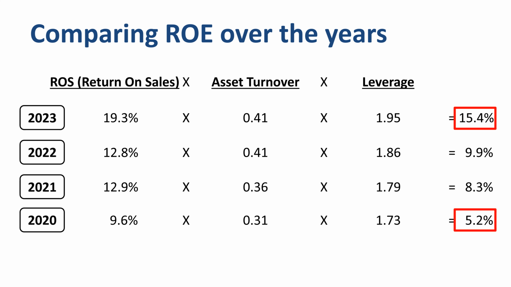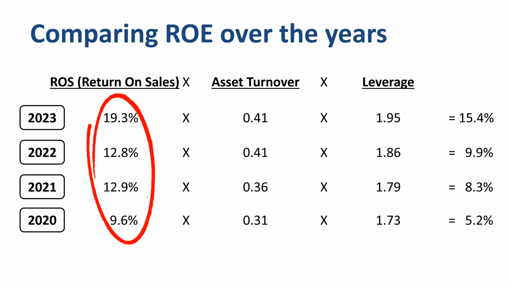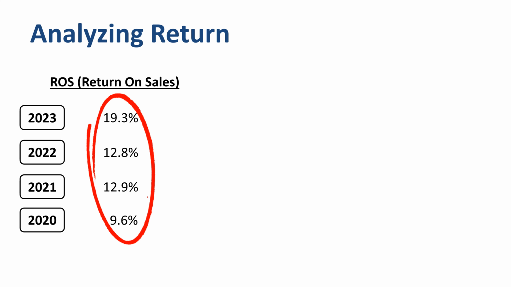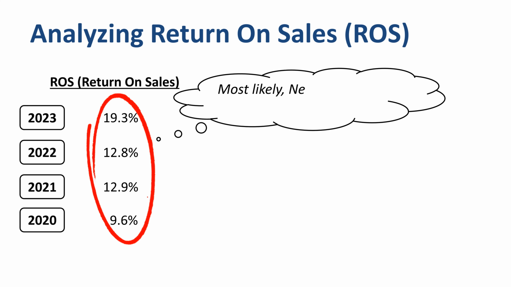ROE nearly tripled. What was the main factor that contributed to that increase? Return on sales doubled, while asset turnover and leverage also moved up, but much more modestly. So on our quest to find the story behind these numbers, let's focus on the big impact factor first. How did return on sales develop over the years? If ROS goes up, then most likely net income has grown faster than sales.